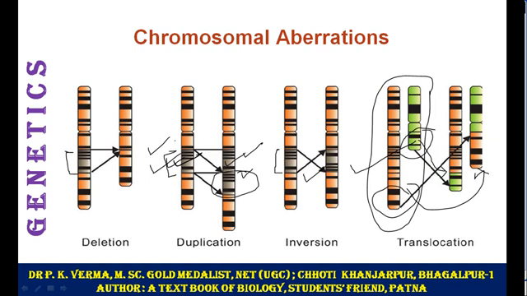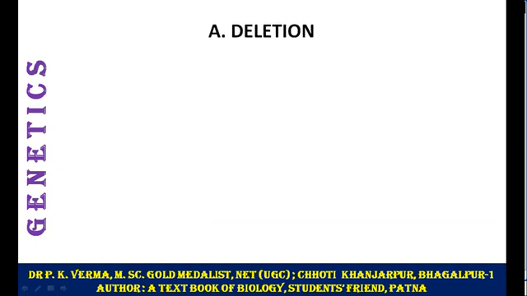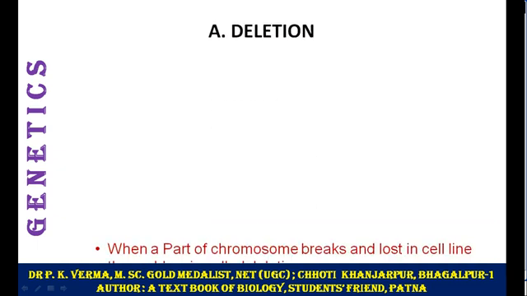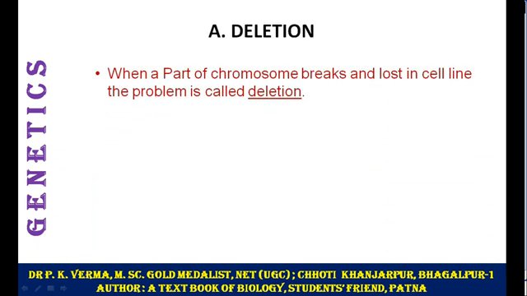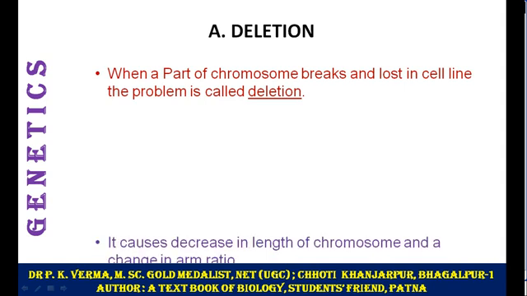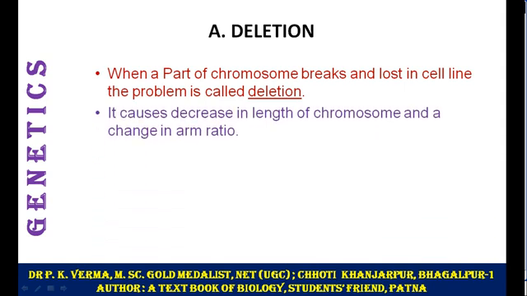Now again, see them separately. What is deletion? When a part of chromosome breaks and is lost in the cell line, the problem is called deletion. It causes simply a decrease in length of the chromosome and therefore changes the arm ratio.